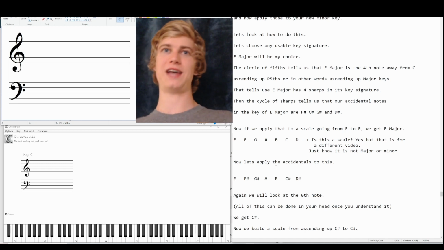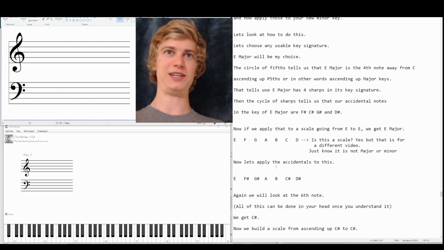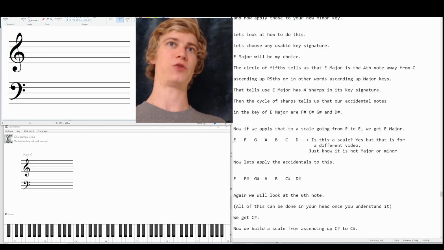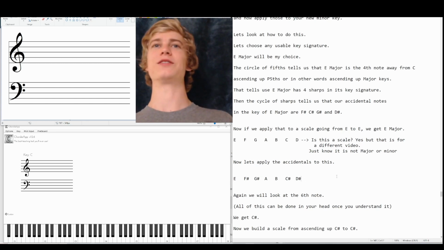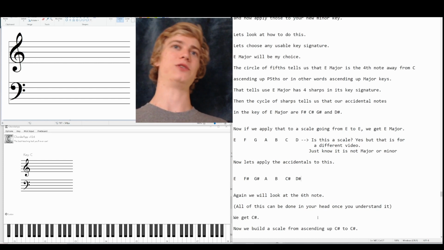So now let's apply those accidentals to this. Our F sharp, C sharp, G sharp, and D sharp are now added to this progression of E to E. And what happens is this, as you can see, we have our F sharp, C sharp, G sharp, and D sharp. And now this is communicating with us that we're in E major. So now we're just going to look at the 6th note. All of this can be done in your head once you understand it.